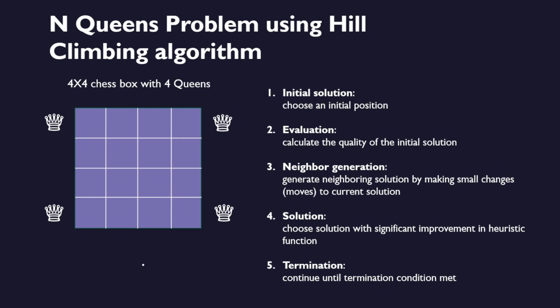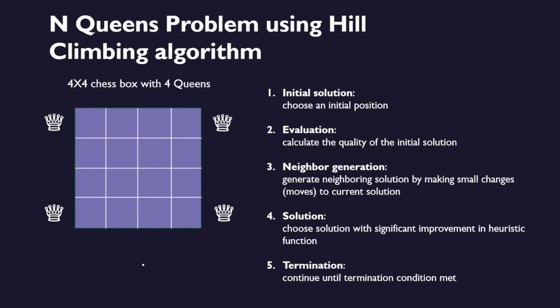For a hill climbing algorithm, we have 5 steps. First is the initial solution. That is nothing but the positioning of your queens in the initial position. So where you would place your 4 queens initially. Then once you have placed them, you have to evaluate the quality, in the sense that the initial positioning matters a lot because that helps you decide whether you will get your final solution quicker with fewer steps or not. The third thing is neighbor generation.